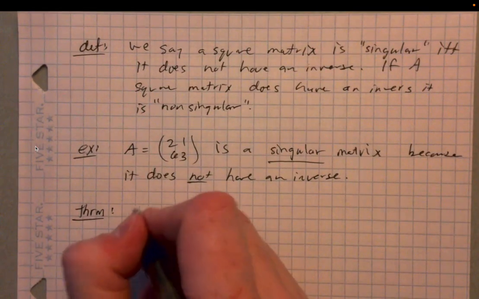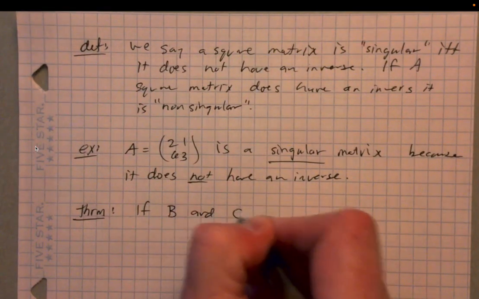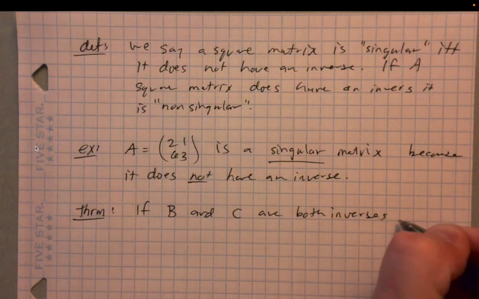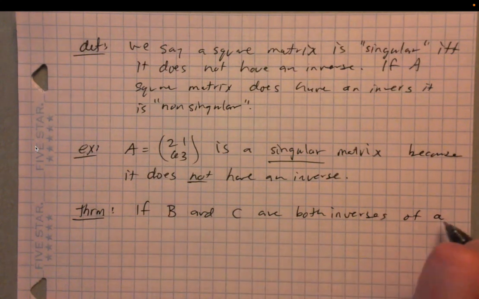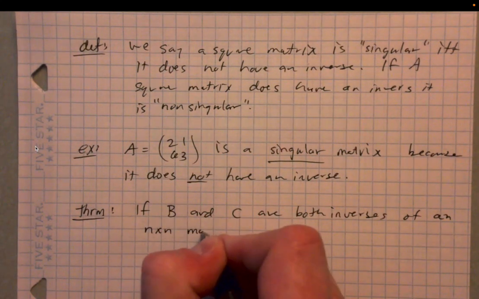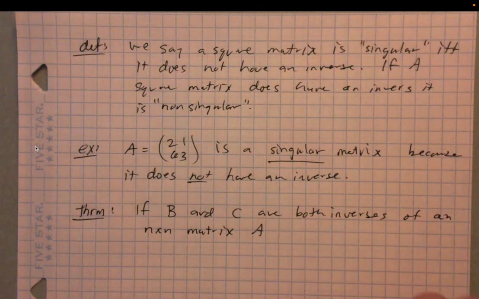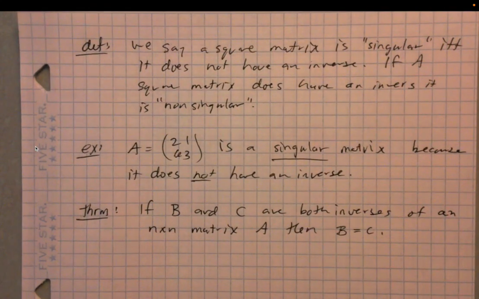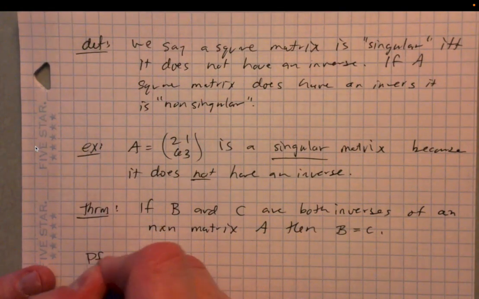Okay, so if B and C are both inverses of an n by n matrix A, then B equals C. So this is the idea that there is a unique, one and only one inverse for A. A has only one inverse. It doesn't have a variety of inverses, just one. Okay, and this proof is really easy, so we'll go through this one quickly.